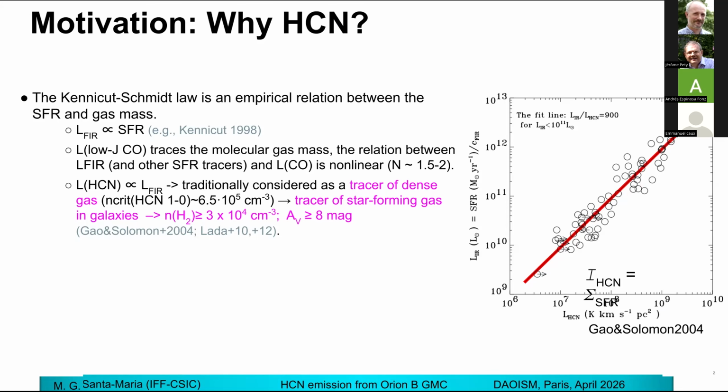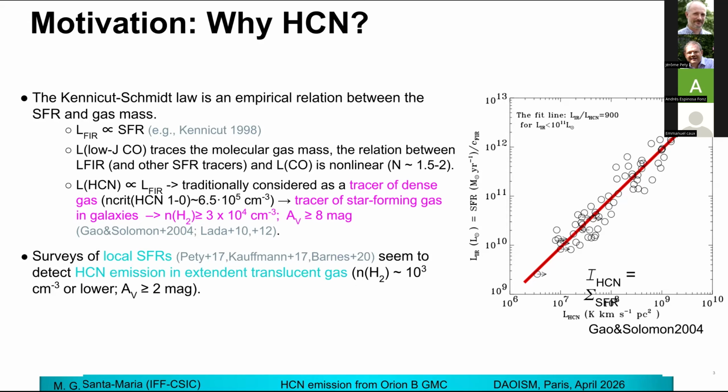So in 2004, Gao and Solomon found this linear relationship, and people like it because traditionally, HCN is considered a dense gas tracer, and this means gas that is of visual extinctions higher than 8 magnitudes.